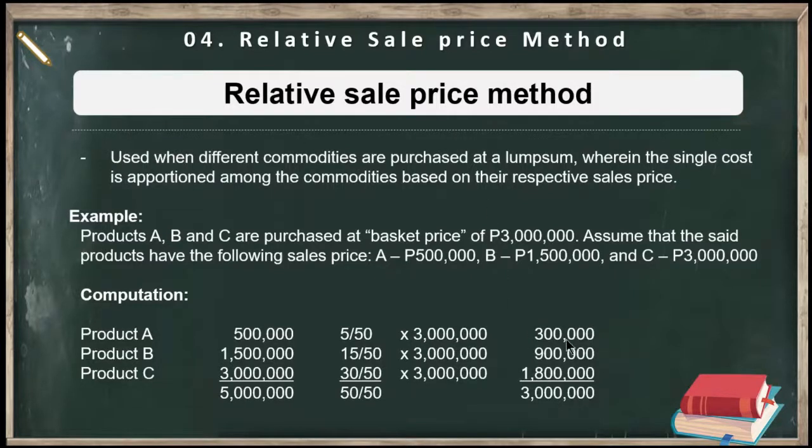And you will get 300,000, 900,000, and 1,800,000. Therefore, the cost for product A would be 300,000. For B, that would be 900,000. And for C, that's 1,800,000.